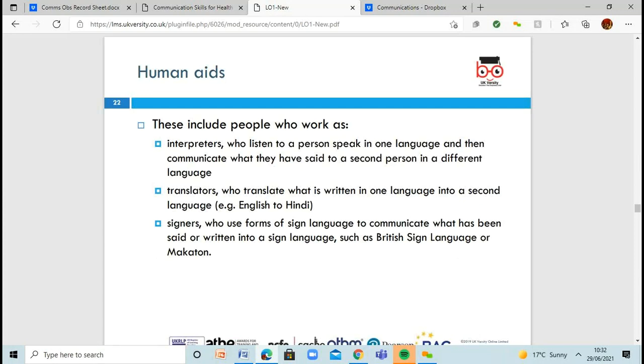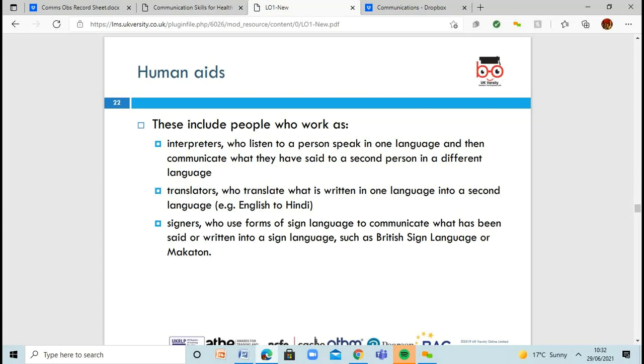Then you've got human aids. So these are people that help others, people like interpreters. If you speak English, and you might speak, because I speak Punjabi and Urdu as well, I might have a patient that doesn't speak English, so I can interpret for them, or you can have somebody coming in to communicate for you, and you're all going to be aware of this.